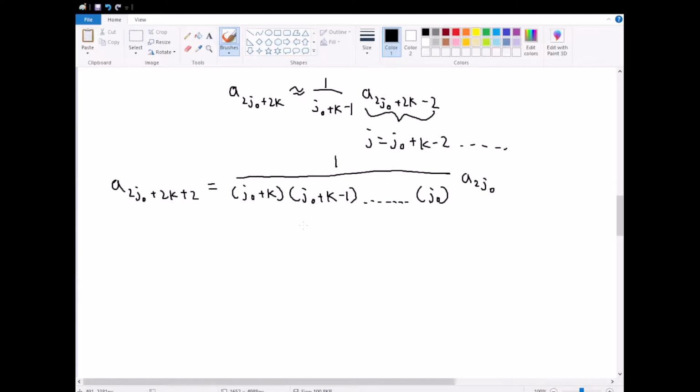Now, just from looking at this, hopefully you see that it's begging for a factorial conversion. We can convert this bottom term to j naught plus k factorial, and to account for all of the extra terms after j naught, like j naught minus 1, j naught minus 2 and all that, we can multiply the top by a factorial of j naught minus 1, and that cancels out all those extra terms. And then we have a of 2j naught. Let's write the start like this as well.